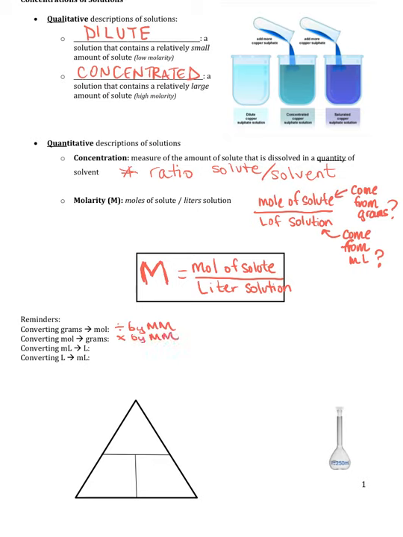When you are converting milliliters to liters, you will divide by 1,000. And when you are converting liters back to milliliters, you will multiply times 1,000. So this is when you're doing dimensional analysis.